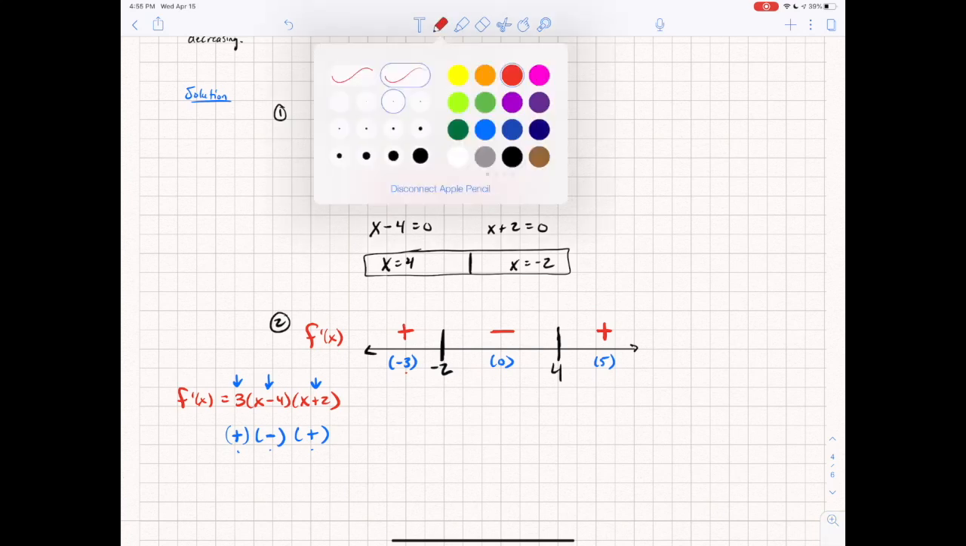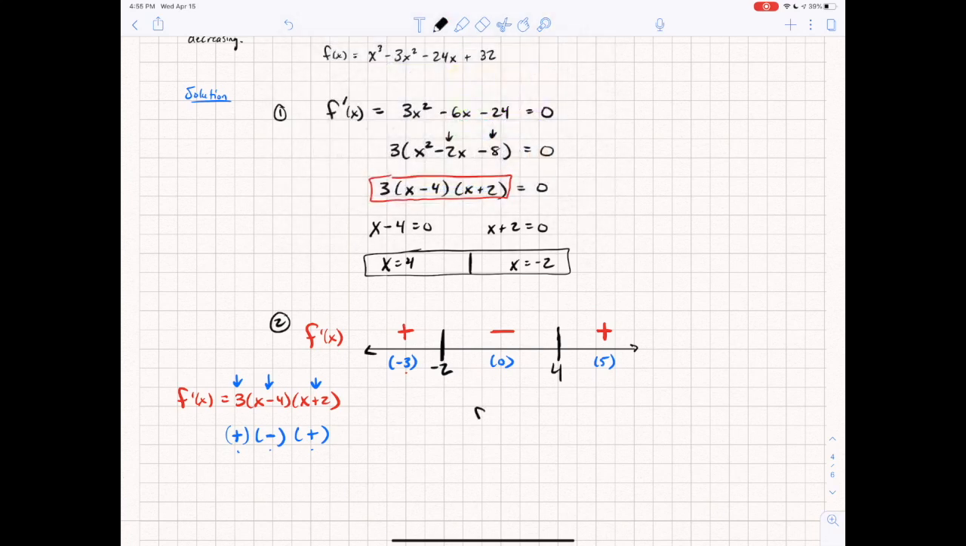And so now I can actually state my answer. I know that f of x is increasing everywhere that the first derivative is positive. Those intervals are negative infinity to negative 2, union 4 to infinity, because it's one of these two intervals. And then I know that f of x is decreasing where f prime is negative, and that occurs in the middle between negative 2 and 4.